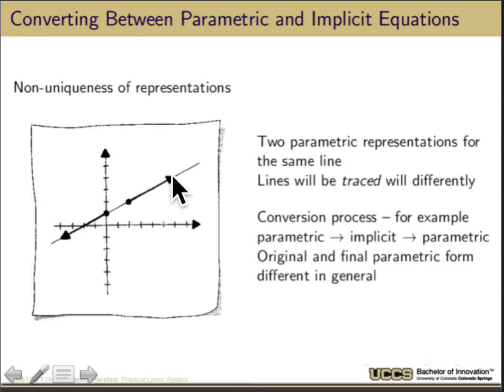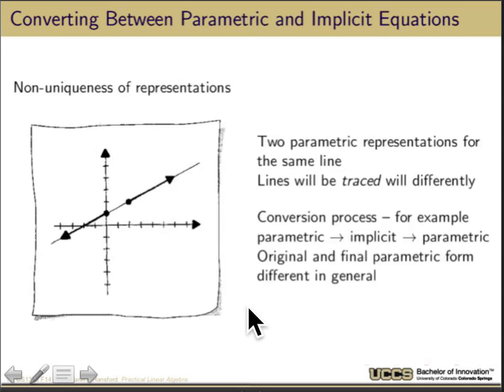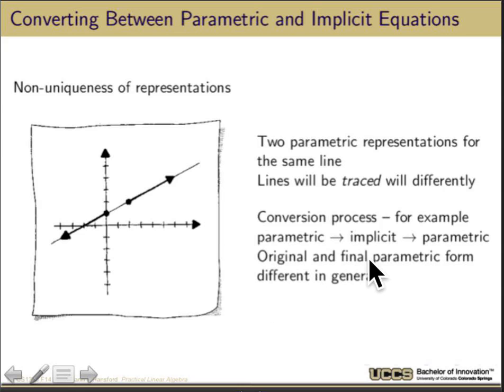So a way of testing if two lines are the same is to convert from parametric into implicit, and then back from implicit into parametric. And if we use this convention, where we choose for numeric stability, are we always going to get the same representation for a line? Okay, so we have here a unique way of choosing between these two intercepts. Will we always get the original line? No, even that doesn't give us the same representation.